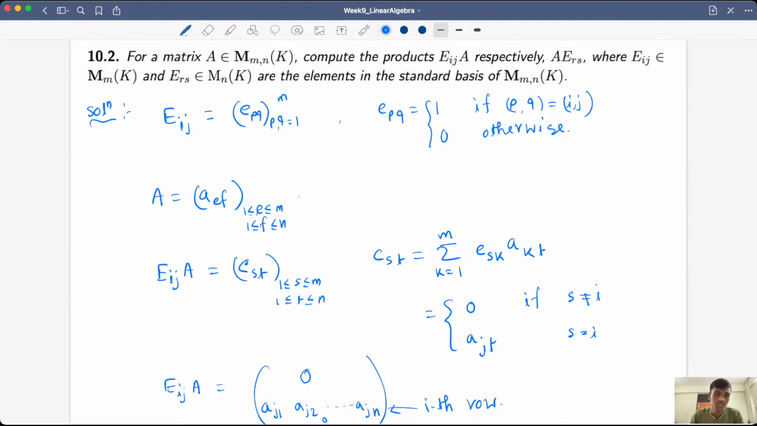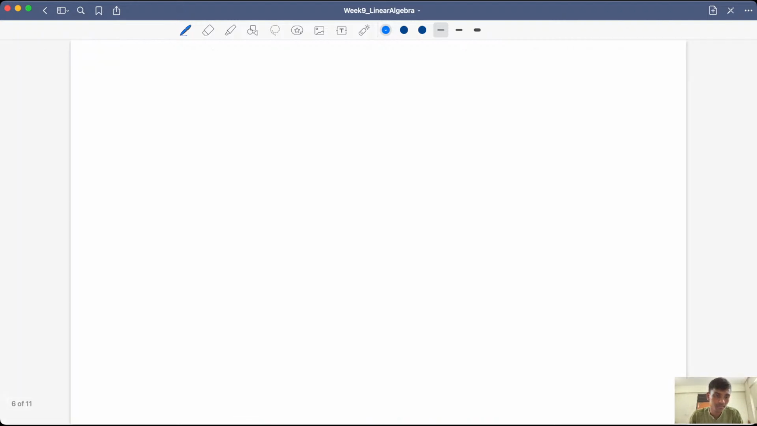Similarly, just check for the second one: if you multiply an elementary matrix on the right side, then you will get the ith column as the rth column of the A matrix. Okay, so that is just a simple calculation, I'm not doing that one. So let me go to the next problem.